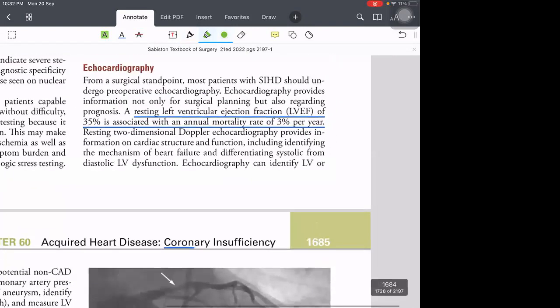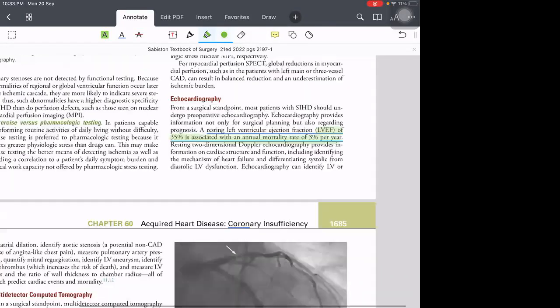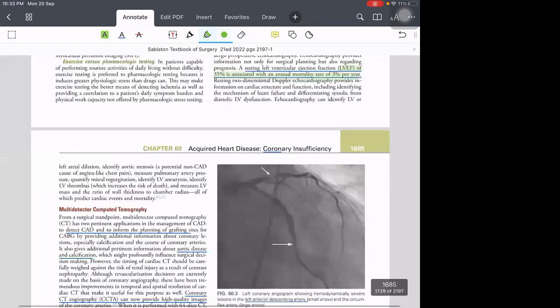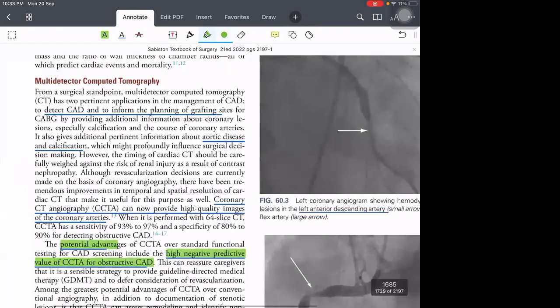On echocardiography, we will see the resting left ventricular ejection fraction. An echo ejection fraction of 35% is associated with an annual mortality rate of 3% per year. Next comes page number 1685.